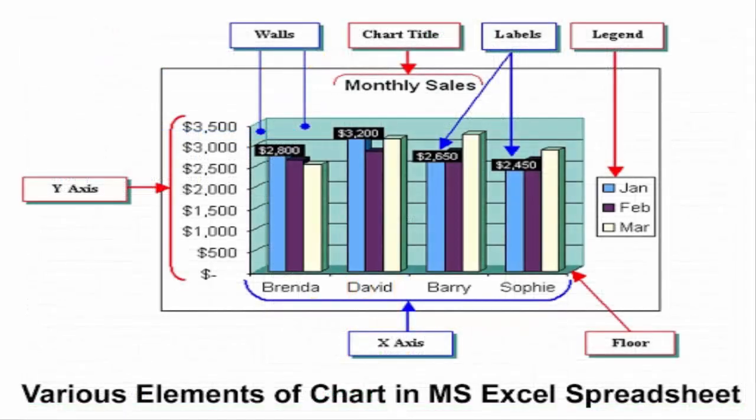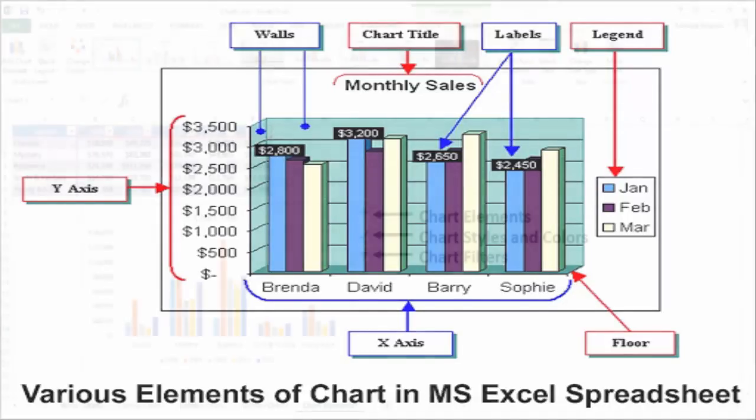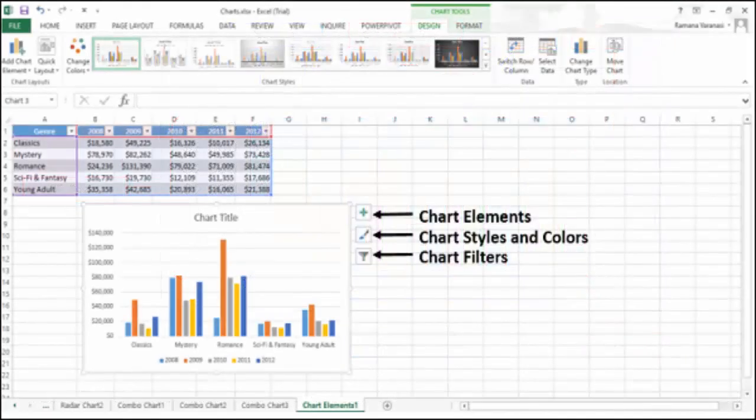Chart elements. You can add or change many chart components such as axis title, chart title, data labels, data table, grid lines, and legend using the Add Chart Element option. Chart title options are None, Above Chart, and Centered Overlay. Click Above Chart and a chart title box will be added to the chart. To edit the chart title, double-click the placeholder and type the text.